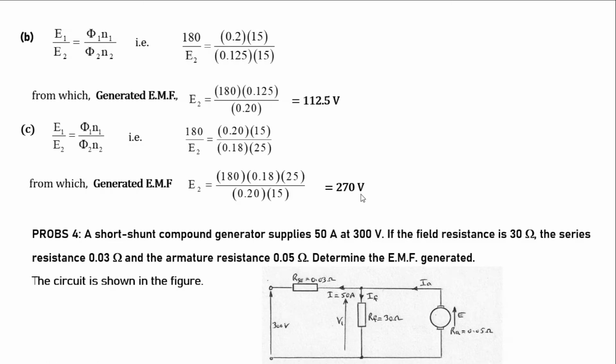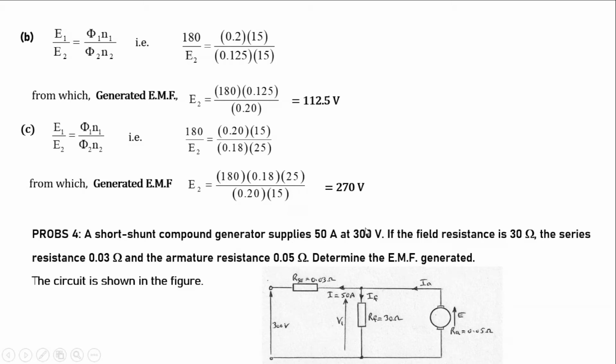Problem number 4. A short shunt compound generator supplies 50 amps at 300 volts, because a generator is always supplying current. If the field resistance is 30 ohm, the series resistance is 0.03 ohm and the armature resistance is 0.05 ohm, determine the EMF generated. So you have to find out the EMF generated for a short shunt compound generator which supplies 50 amps at 300 volts.